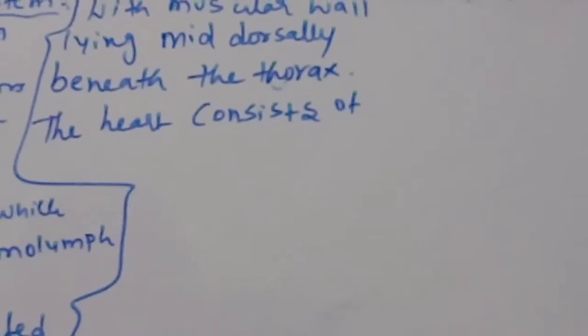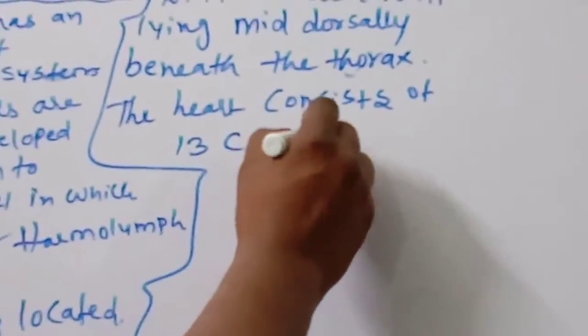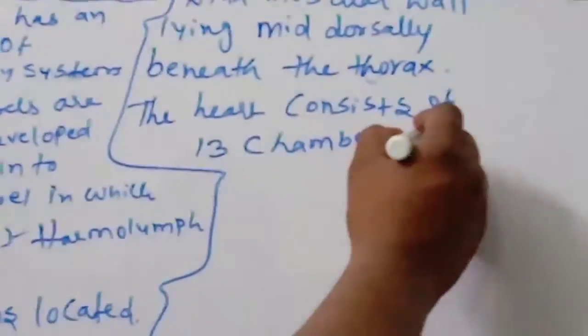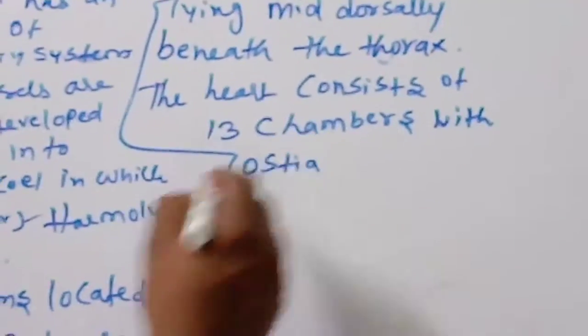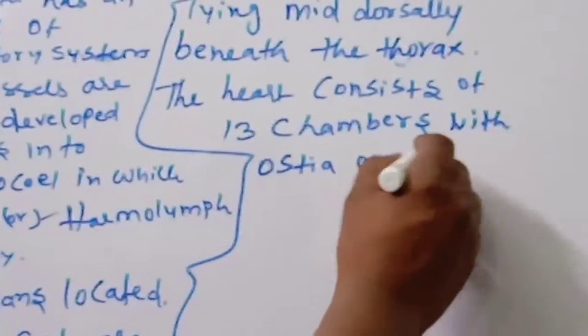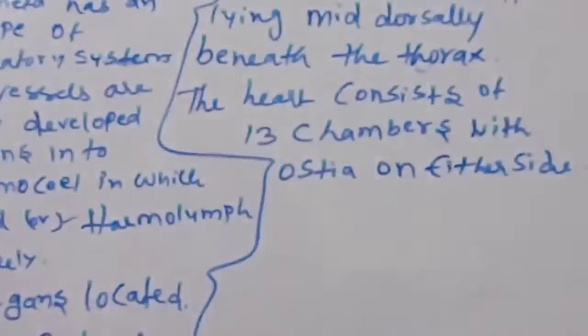Next, the heart consists of 13 chambers with ostia on either side. This is important.